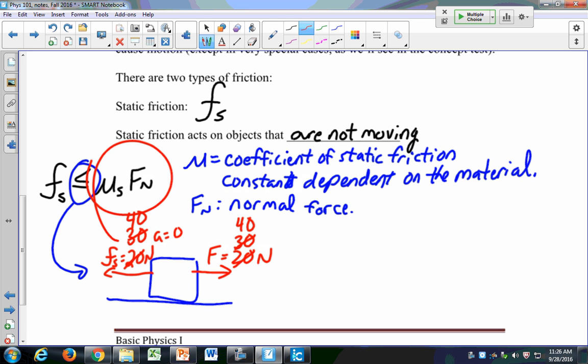Regarding static friction, we're going to work some problems with it. But the important things are that it depends on the coefficient and the normal force, and that it has this inequality. So it doesn't have a particular value, it has a maximum value, but the static friction can be less than that maximum value.